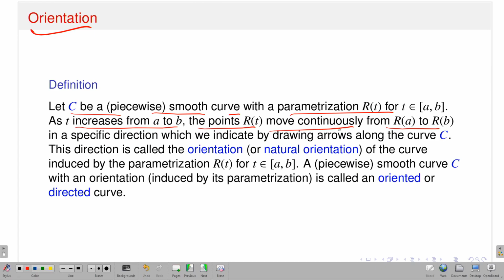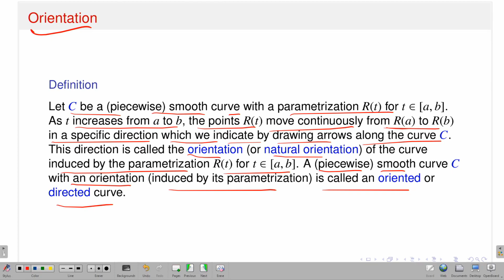So therefore R(t) moves continuously from R(a) to R(b) in a specific direction, which we indicate by drawing arrows along the curve C. This direction is called the orientation, or I will say the natural orientation. That means given a curve with a parameterization, whatever direction it gives is called the natural orientation of this curve, induced by the parameterization R(t), t running from a to b. A piecewise smooth curve or smooth curve C with an orientation induced by parameterization is called the oriented or directed curve. Okay. So I think orientation is clear.